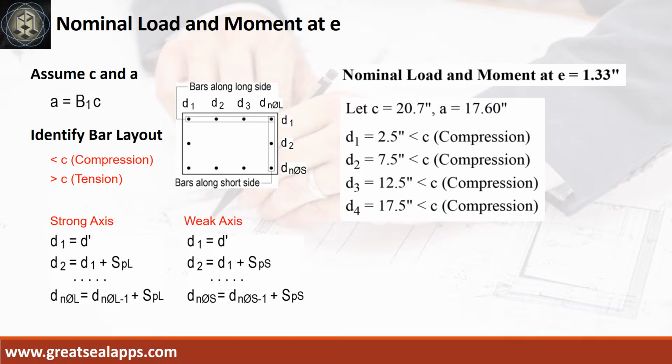To get the nominal load and moment at e equals 1.33 inches, let neutral axis c equals 20.7 inches and depth of compression block a equals 17.6 inches. Given column length of 20 inches and steel covering of 2.5 inches, apply the computations below to get the following distances and force type of each layer of bars.